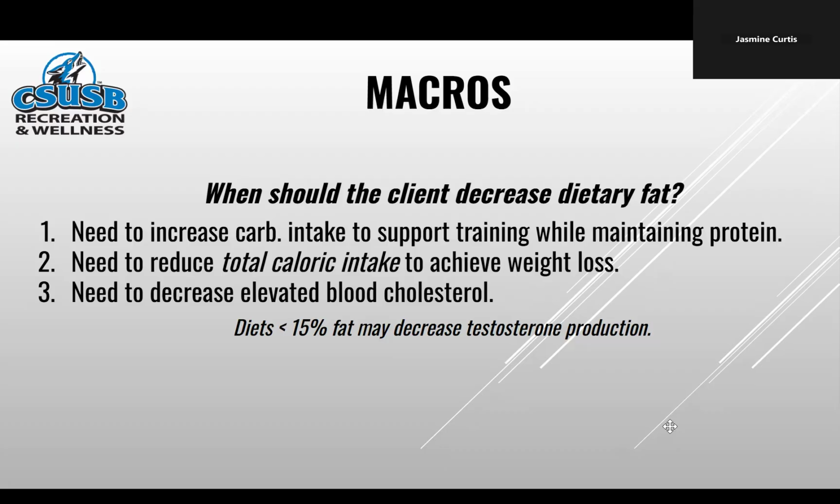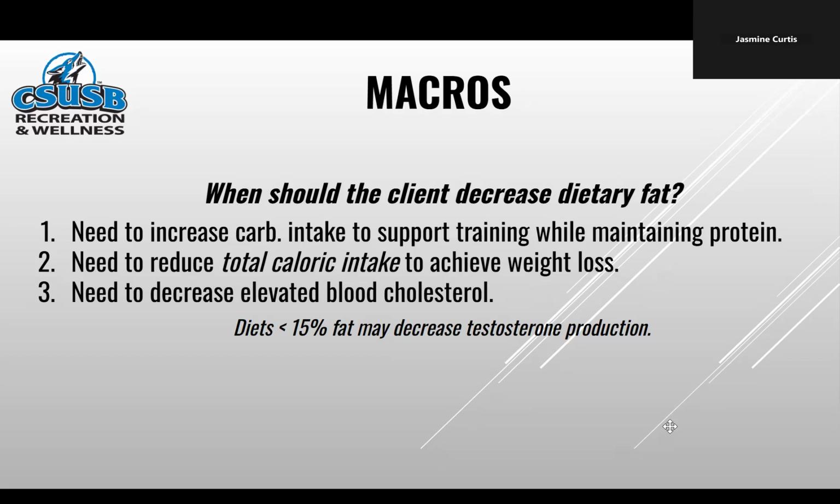One reason is that we need to increase carb intake to support training while maintaining protein. So one thing we wouldn't want to get rid of is protein. But if our clients are training more, we're going to need more energy. Remember, our energy comes from carbs. So I'm going to up my carbs and decrease my fat a little bit. If someone needs to lose weight and the total caloric intake needs to be reduced, that's when I would decrease fat, because fat is 9 calories per gram. It's going to give me the bang for my buck if I decrease it.